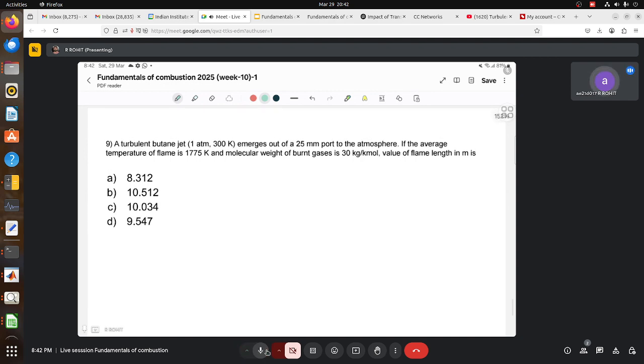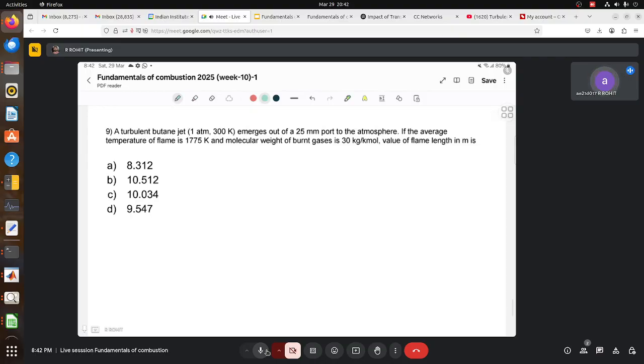So you can pause the video and check if you are able to do it. If you look at the answer, with the semi-empirical relation, your turbulent flame length L_T by d is nothing but 6 times (S plus 1) into (rho e by rho f) whole to the power 0.5.